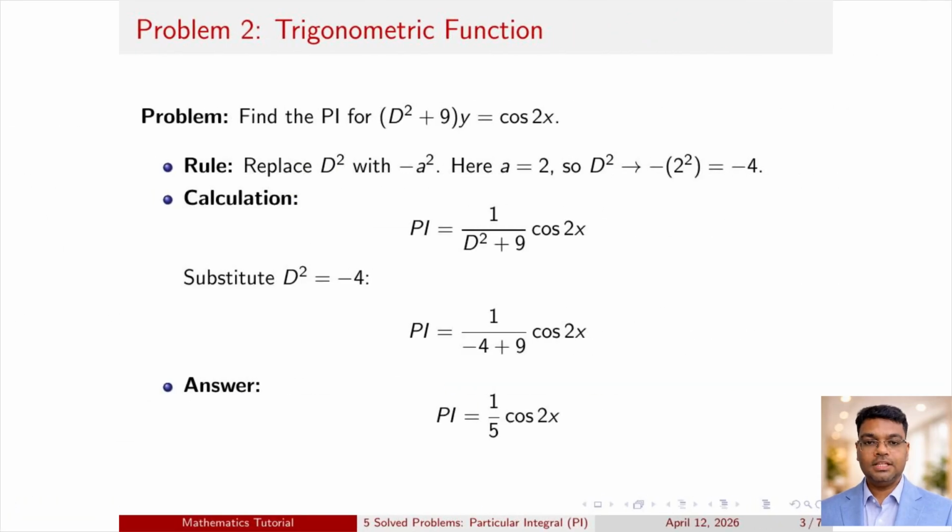To find the particular integral for D squared plus 9 applied to y is equal to cos 2x, replace D squared with minus a squared. Here a is equal to 2, so D squared becomes minus 4. Now the calculation is PI equals 1 divided by D squared plus 9 applied to cos 2x. Next substitute D squared equals minus 4, so we get PI equals 1 divided by minus 4 plus 9 multiplied by cos 2x. Now simplify the denominator. Minus 4 plus 9 equals 5. So finally, PI equals 1 by 5 cos 2x.